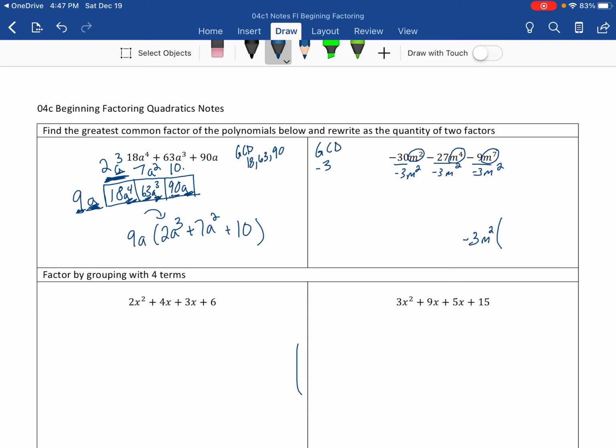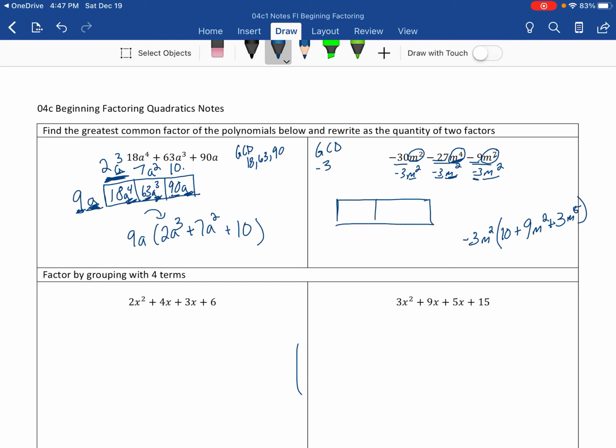So I know the greatest common factor is 3M squared. Negative 3 goes into negative 30. That's going to be positive 10. There are no M's left. Negative 3 goes into 27. That's going to be positive 9. There are 2 M's here. There are 4 M's, which will give me 2 M's left. Negative 3 goes into negative 9 positive 3 times. I have 2 M's. There are 7 here, so there has to be 5 left over.